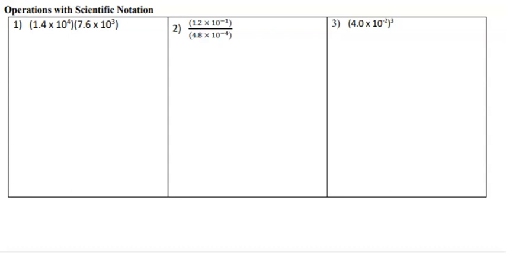Alright, so let's get to some fun stuff. What happens when you start multiplying scientific notation? Alright, so not too bad actually. It's actually much easier than you think. Slightly, a couple things we just have to consider, but nothing too crazy.